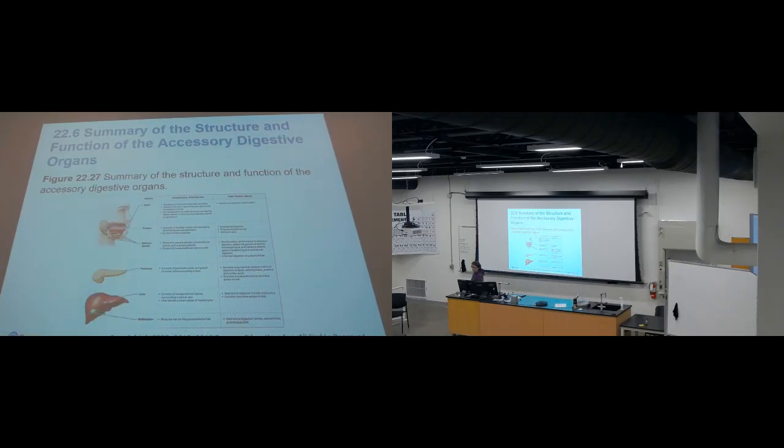So here is the summary of the accessory organs of the digestive system. Your teeth help with the mechanical breakdown of the food, so that's mechanical digestion. We also have salivary glands that help in chemical digestion. We have lipase enzyme and amylase enzyme in the oral cavity that help to digest lipids and starch.